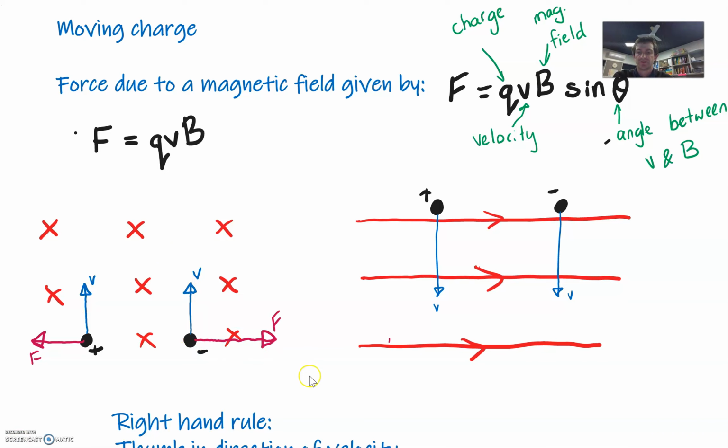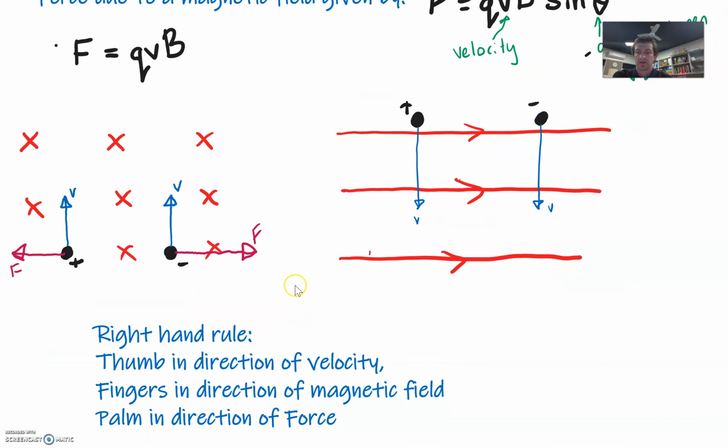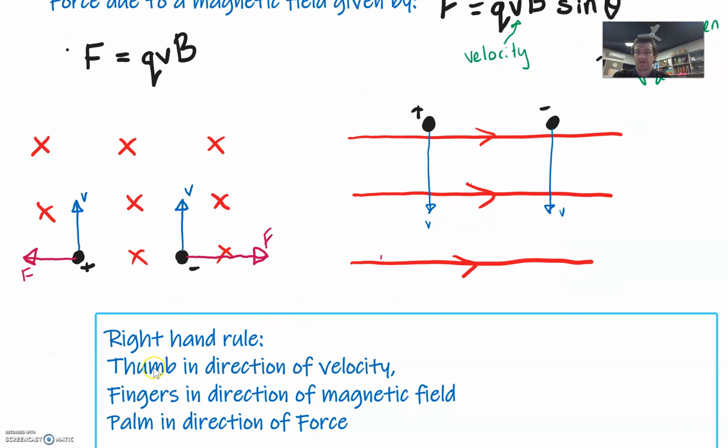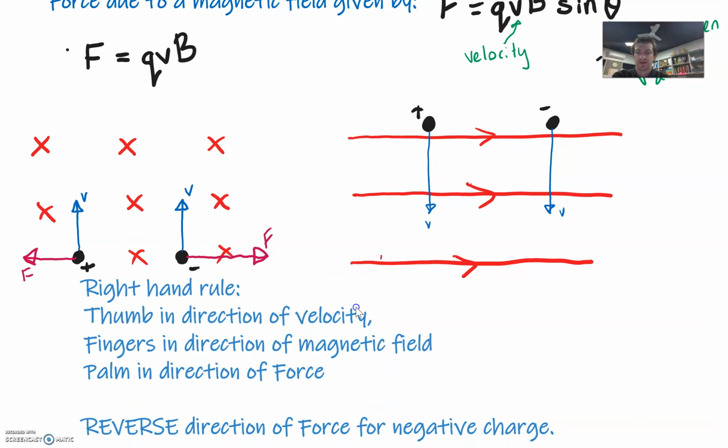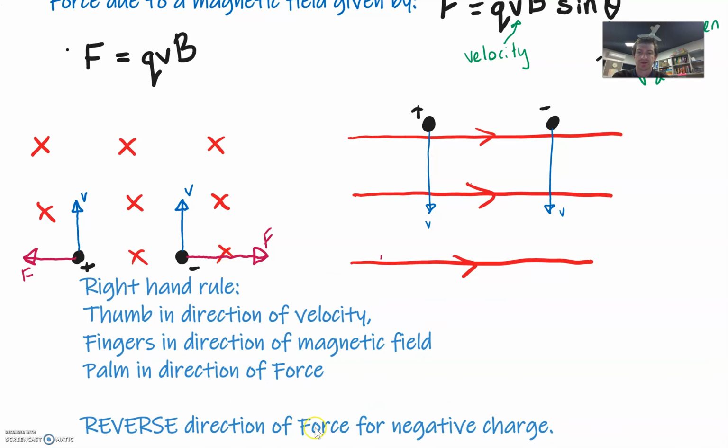So using this logic and applying the right-hand rule, where the thumb is in the direction of the velocity, the fingers are in the direction of the magnetic field, and the palm is in the direction of the force. But we just remember a little proviso that we need to reverse the direction of the force for a negative charge. Or you can think of it as kind of backslapping for the negative charge like I do.